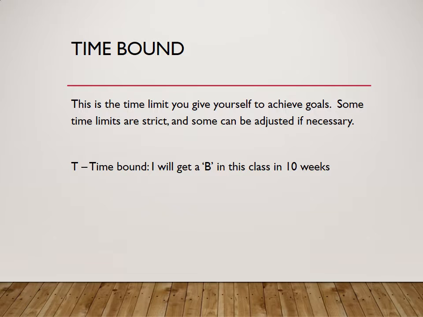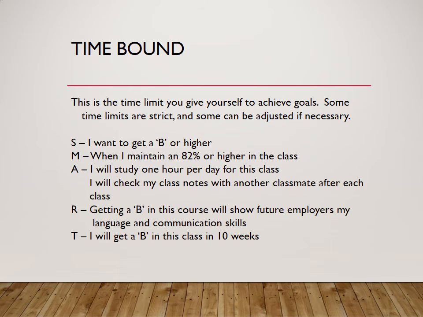However, some time limits can be adjusted if necessary. If you set a goal to lose 5 kilograms or 10 pounds and you've given yourself 2 months to do it and you don't achieve that goal in 2 months, you can decide, I'll give myself 1 more month or I'll give myself 6 more weeks. Or you can decide to let the goal go. It just depends on what goal you're working towards at the time.